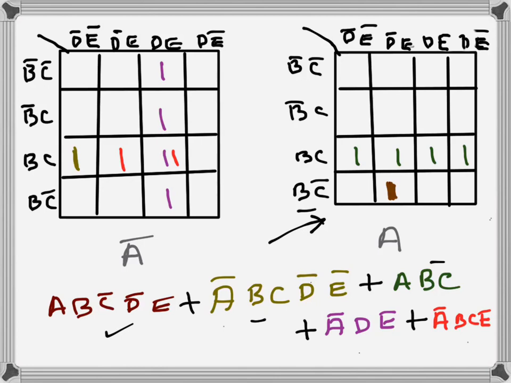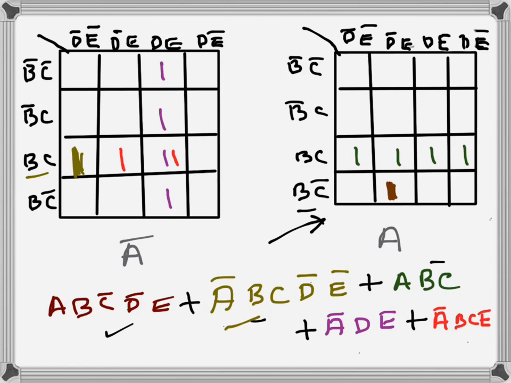After that I have done this one, which is A bar, B, C, D bar, E bar. Since it has A bar, it will be this k-map. So we will have to just find BC, D bar, E bar. BC is this one, D bar, E bar is this cell, the one that I am placing now. That's BC, D bar, E bar.